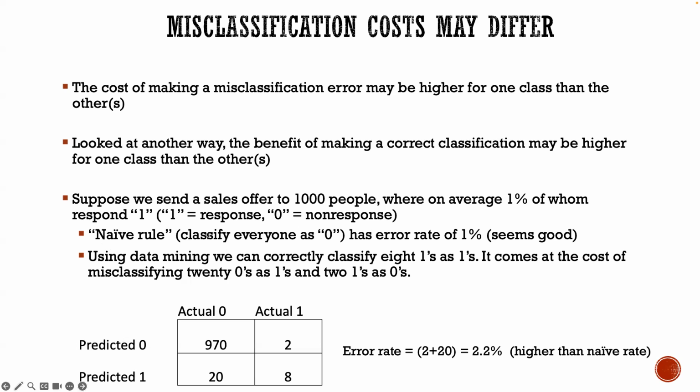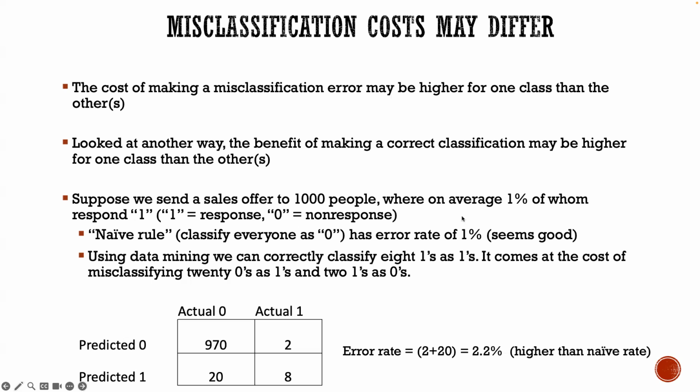Now, a naive rule, like I mentioned earlier, will classify everyone as zero. So we'll get an error rate of 1%. Everybody is zero. The 1% who were going to say one, you're classifying them also as zero in the naive rule. So overall, your error happens to become 1%, right? You sent it to 1,000, but you're assuming everybody is going to be zero. Therefore, you decide not to send or whatever. So in that case, your error will be 1%. Very good error.